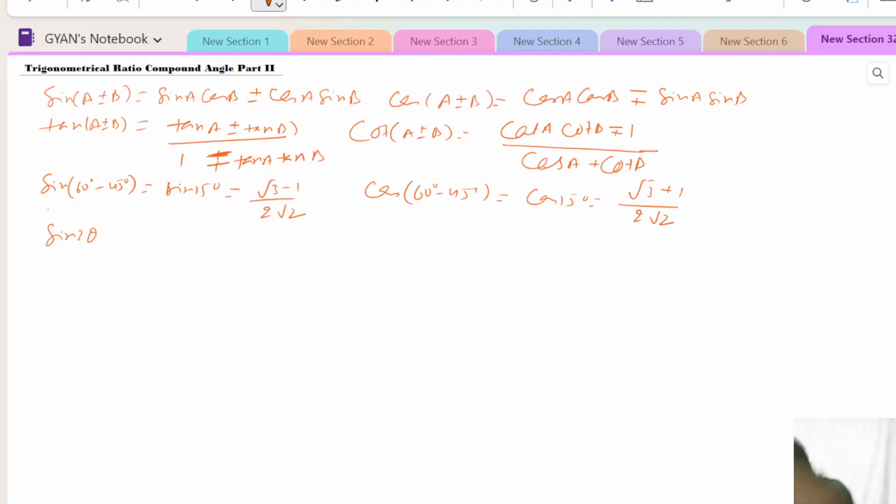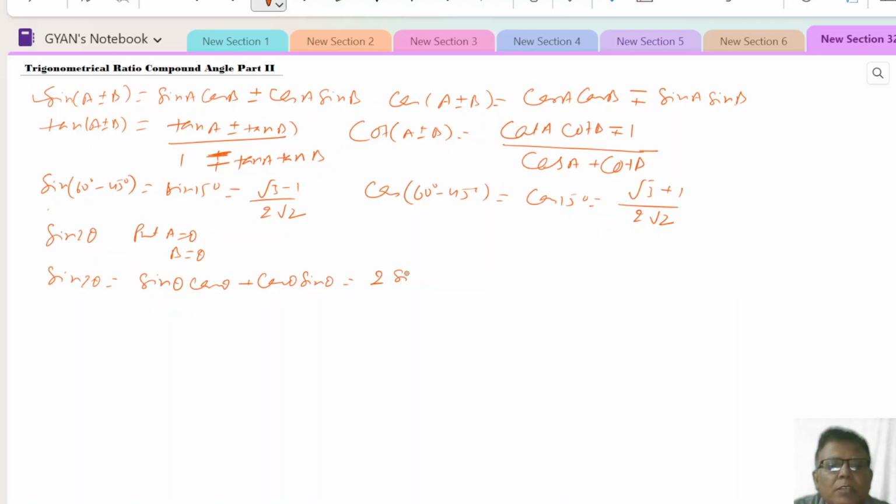So put A is equal to theta and B is equal to also theta. Then sin 2 theta is equal to sin theta into cos theta plus cos theta into sin theta, that is 2 sin theta into cos theta. So this is the one formula.